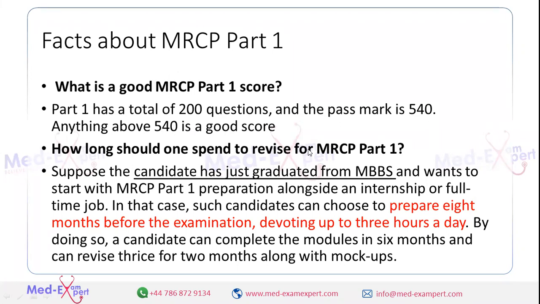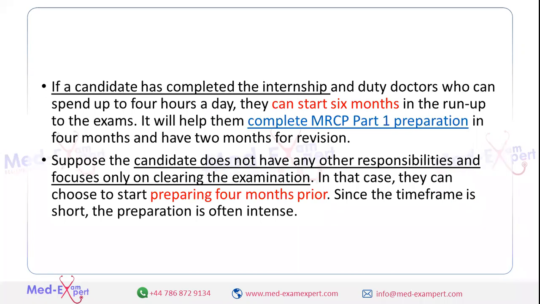It depends on what stage of undergraduate or postgraduation you are in. If you just graduated MBBS and finished your internship, it requires at least about 8 to 10 months, provided you can give up to 3 hours per day. If you are working, then it requires at least 6 months of preparation. If you are sitting freely at home, not doing any work, then about 4 months of preparation is more than enough, provided you give more than 4 hours per day. So it depends on how much time you can dedicate per day.